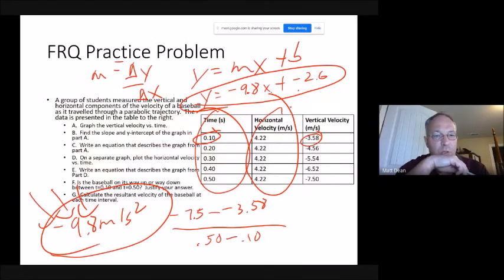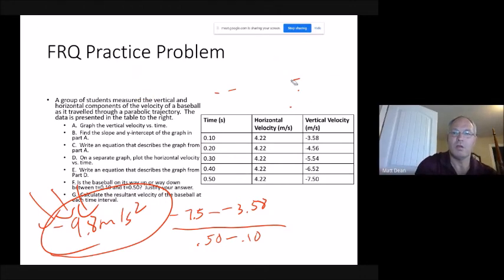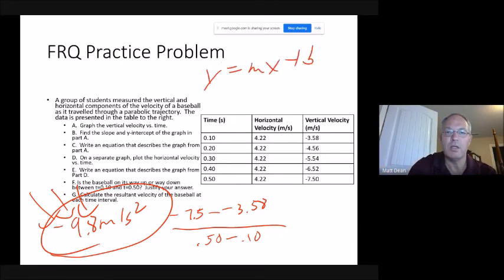We're next asked to write an equation that describes the graph from part D. Well, let's make a little space here. We could solve for the y-intercept first of all. y equals mx plus b. So let's just use our first y component and our first x. So our y is 4.22. Our slope is 0. Our x is 0.1, plus b.